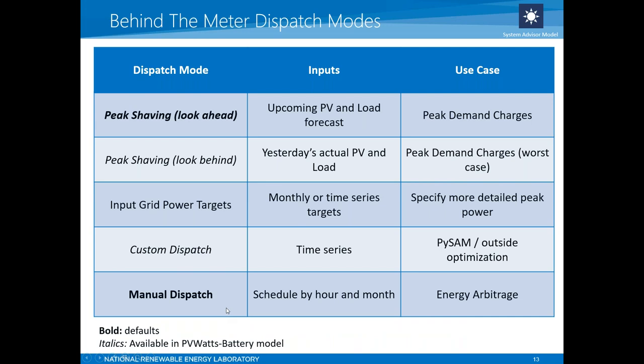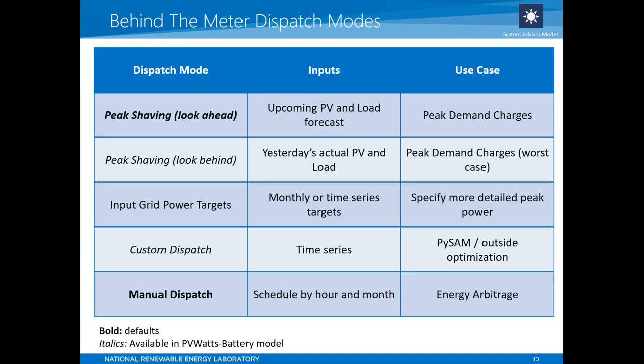So to summarize the five different dispatch options for behind the meter systems, in the order that they are in the SAM inputs, we have peak shaving look ahead. This is an automated dispatch algorithm that uses as inputs the upcoming system and load forecasts. And it's best used in systems where you're trying to shave your system grid peak in order to save money on peak demand charges. This algorithm can be a little bit optimistic because it uses perfect forecasts.